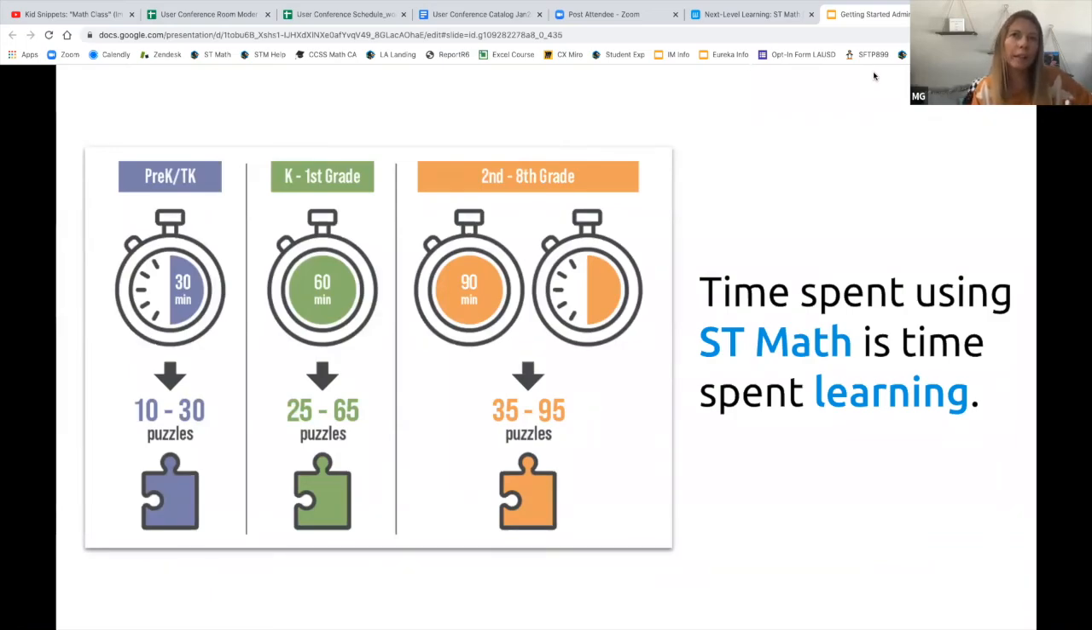These are our weekly recommendations. So kinder and first grade, 60 minutes for a completion of anywhere between 25 and 65 puzzles. Second through eighth grade, 90 minutes per week for an expected completion of 35 to 95 puzzles. Now, again, students are working at their own pace. So how many puzzles they complete is going to be dependent upon their prior knowledge and how quickly their schema is building as they're working through those things.